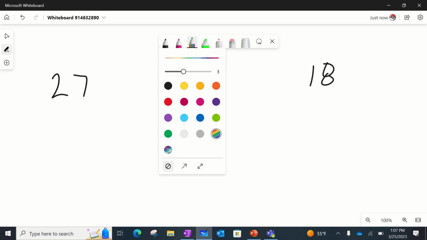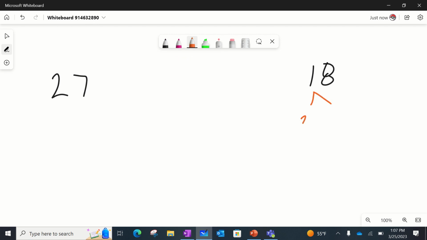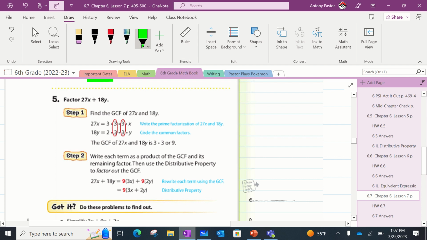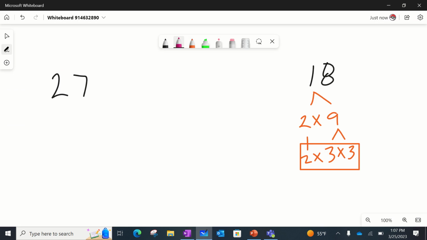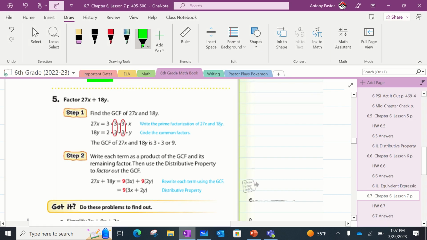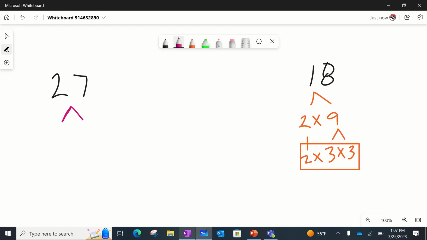We'll change this color. So let's do 18 first. I know 18 is 2 times 9. 9 can be broken down into 3 times 3. The 2 will come down. There's the prime factorization, just like it says over here. 2 times 3 times 3. 27 will be a little bit different, and it will be 3 times 9. And then 9 can be broken down into 3 times 3, bring down the 3. So it'll be 3 times 3 times 3.